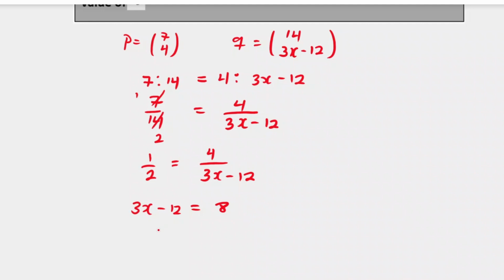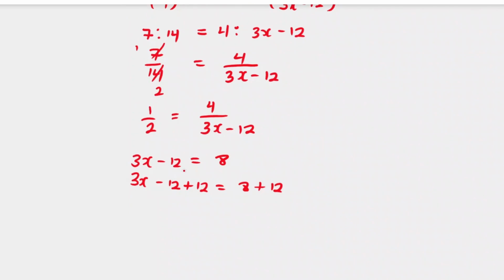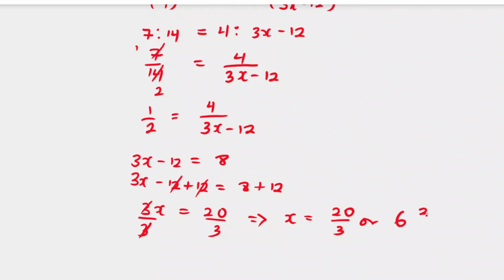So at this point, we can add 12 to both sides. So I'm going to get 3x minus 12 plus 12 equal to 8 plus 12. I'm doing this so that I can do away with this minus 12. So we have 3x equal to 20. Now we just divide both sides by 3, so this cancels this. And now this implies that x is equal to 20 out of 3, which is the same as 6 and 2 out of 3, because 3 times 6 is 18, and 18 plus 2 will give you 20. So that is the final answer.